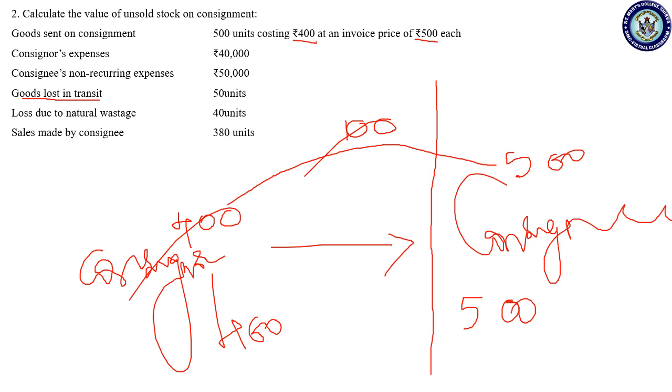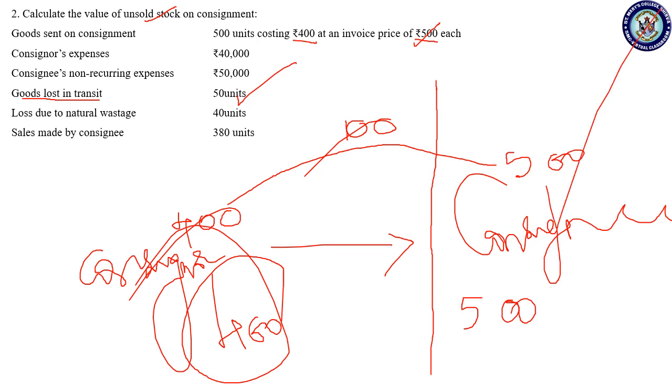So when you calculate the abnormal loss for 500 units, you have to take the cost as 400. Why? Because the goods have not reached the consignee. That is the idea behind it. Now, when we calculate the closing stock, you have to take 500. Why? Because after the goods reach the consignee, and after the consignee sells some units, what is left with the consignee is the unsold stock. So since it has reached the consignee, you have to take 500.